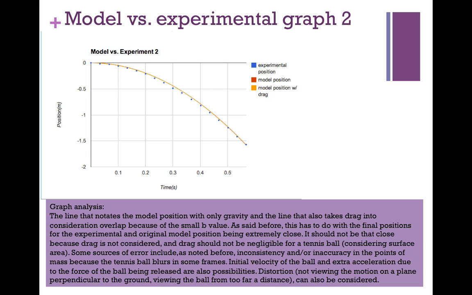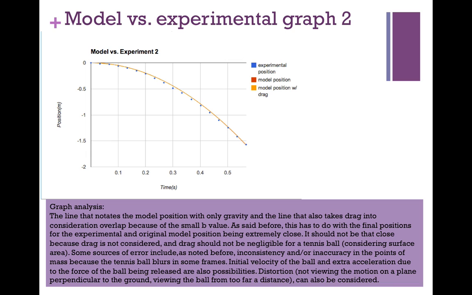So this is our model versus experiment graph 2. And this has the experimental position and the model position with drag. We notice that the two model positions are really hard to distinguish from each other because b is so small, so the drag force really doesn't do much. Now, it really shouldn't be that close, because drag should honestly be pretty significant due to the tennis ball having a bit of surface area.